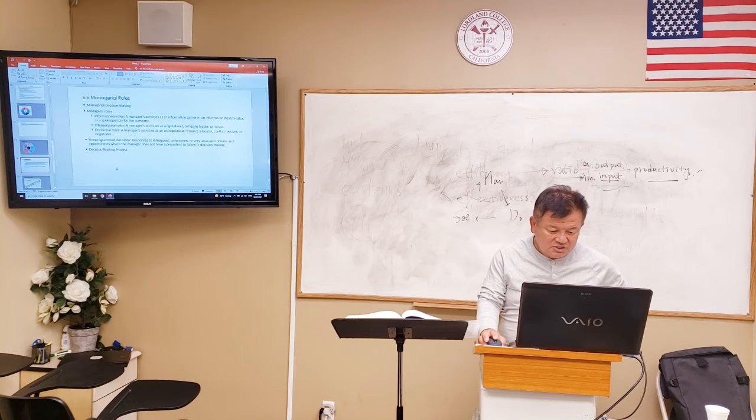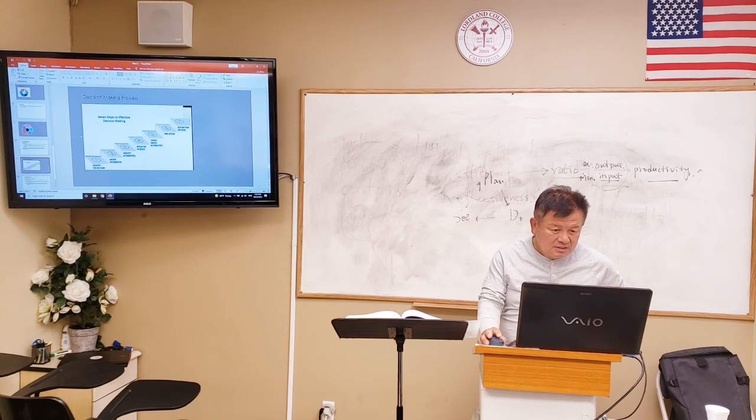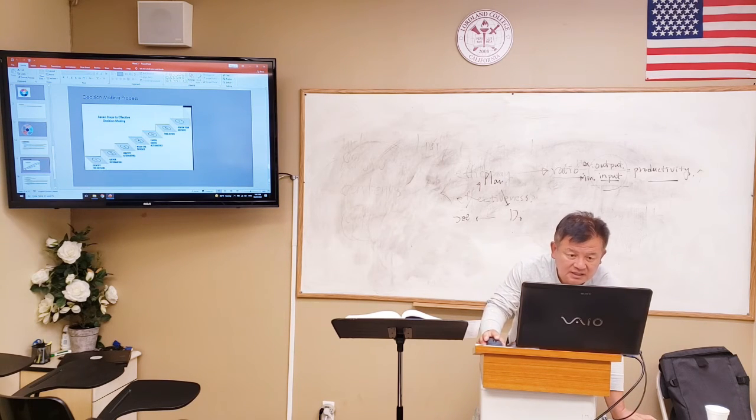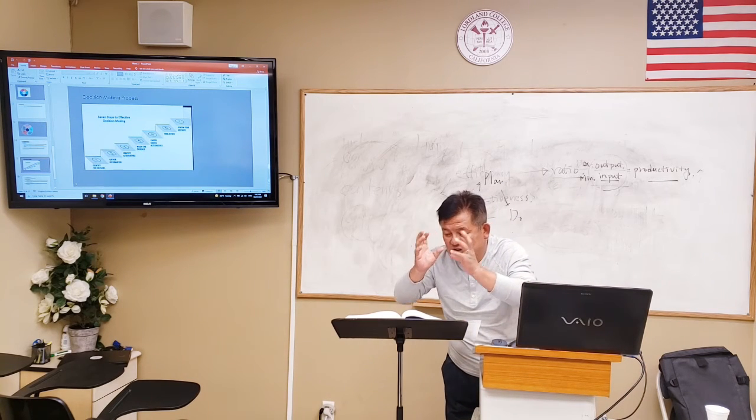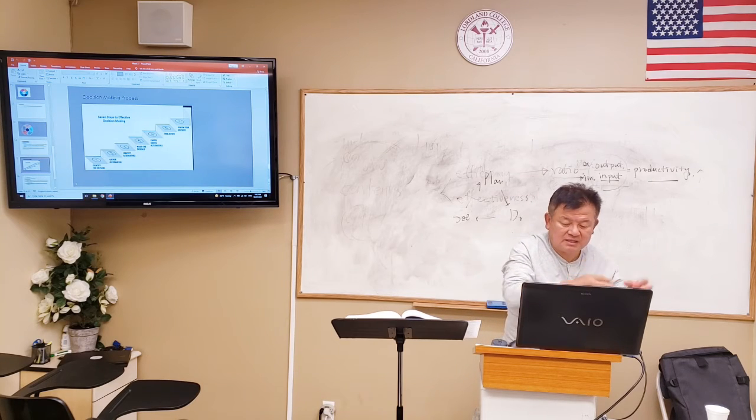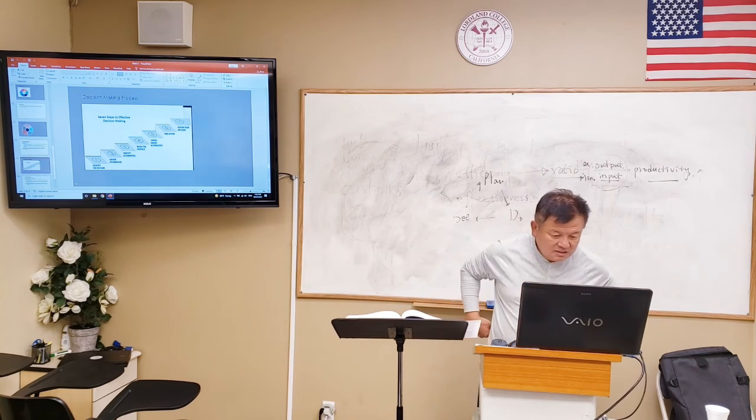What's the managerial decision making? Decision making process. I will explain this, 7 steps. There are many kinds of steps to explain the managerial processing. So first, identify the decision. What is the decision? Second stage is gather information. Identify the decision, and the next step is gather information related to the decision.